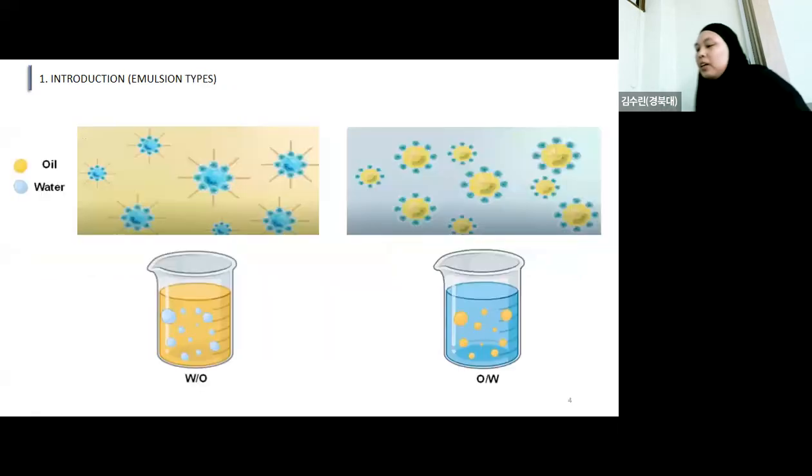For emulsions, we have two types. The first one is water in oil emulsion. The second one is oil in water emulsion. So in water in oil, the dispersed solution will be water, which will be put into oil, and in oil in water, oil will be put into the water solution.